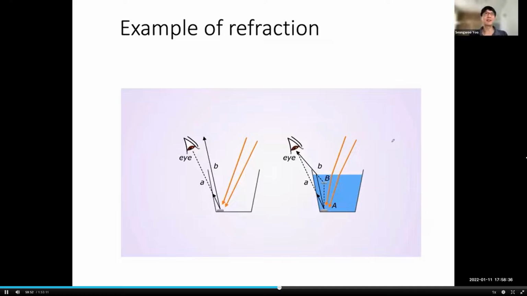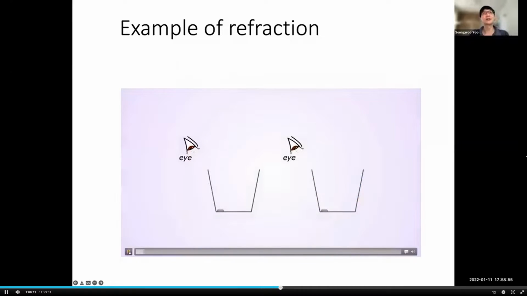Well, examples of refraction are easily observed in our daily life. For instance, we have the coin behind the wall in the cup. Let me see if I can run this animation. Okay, so good.